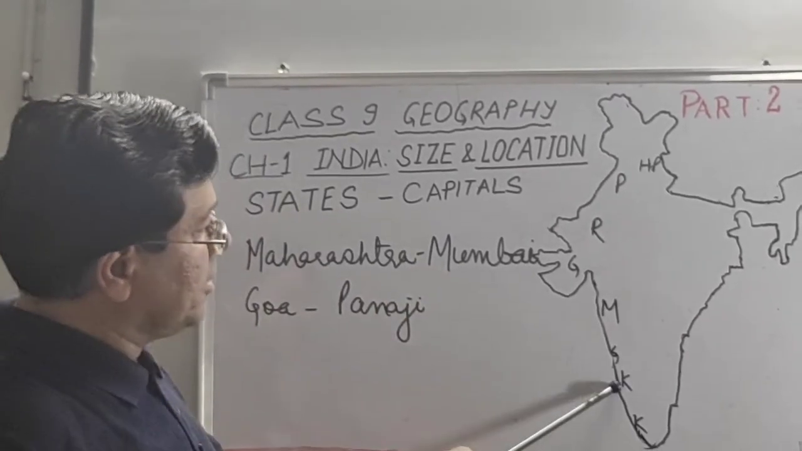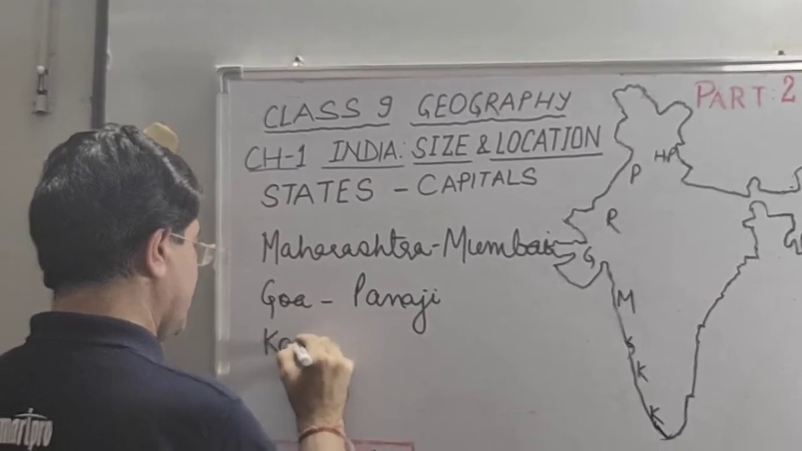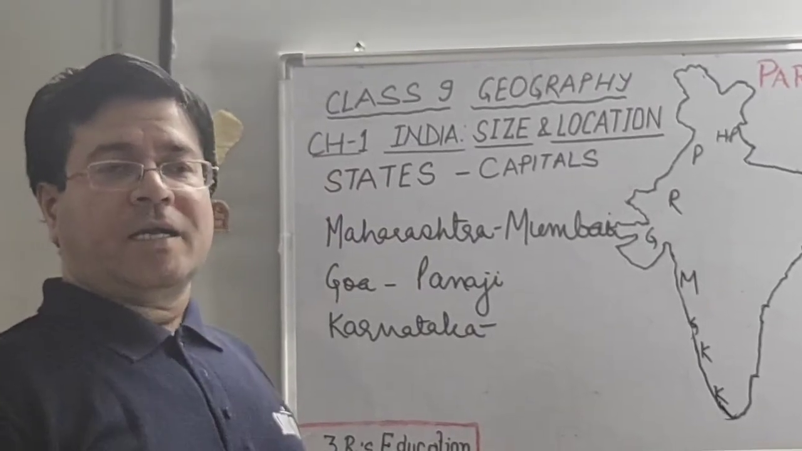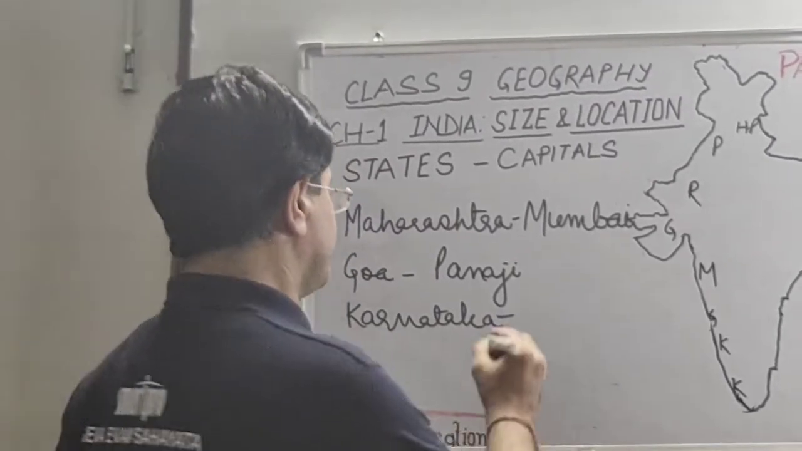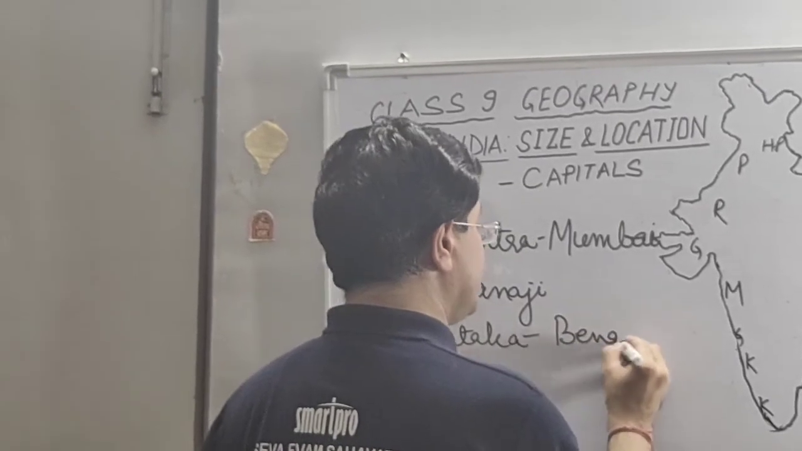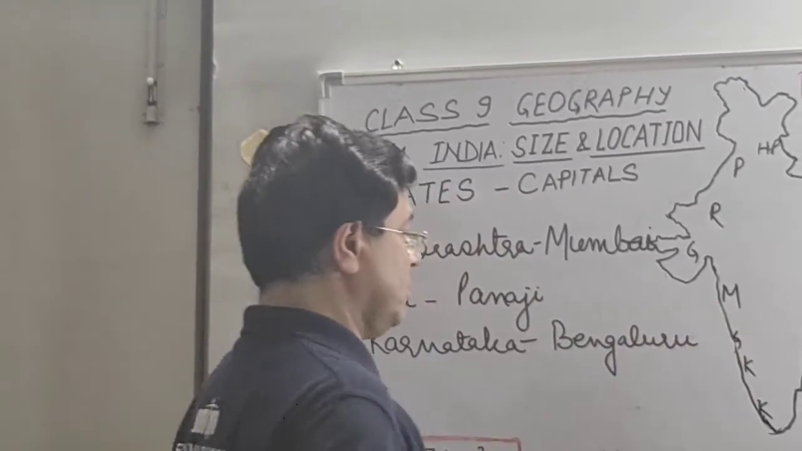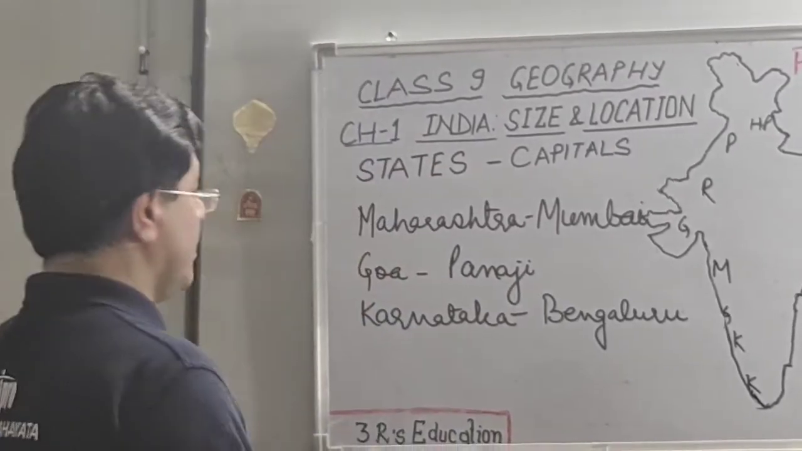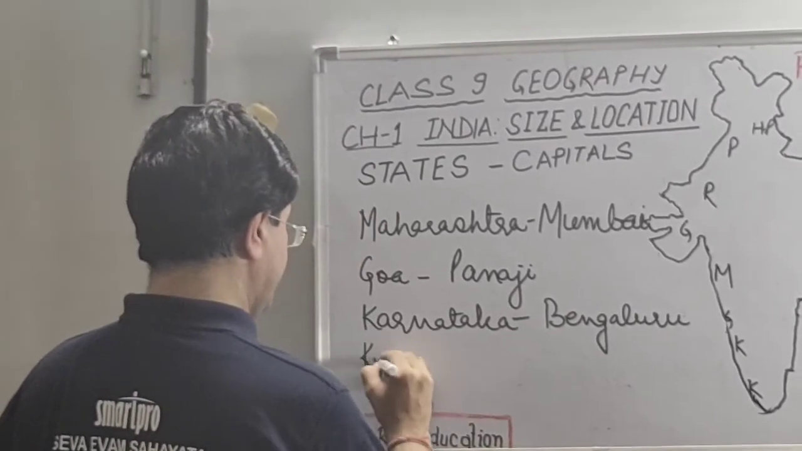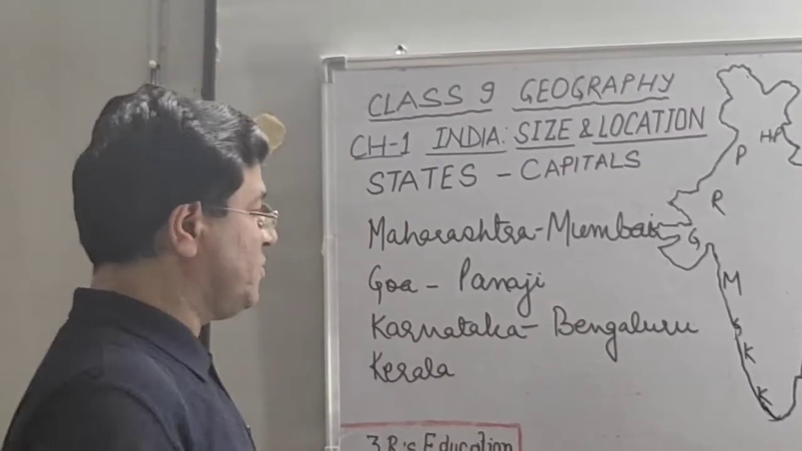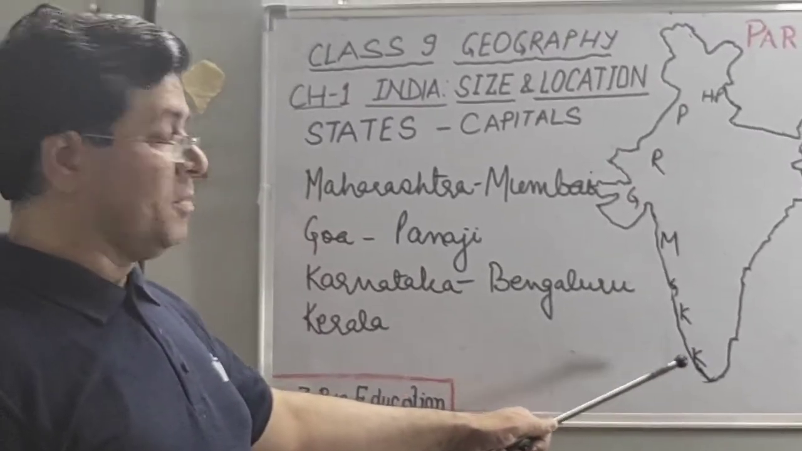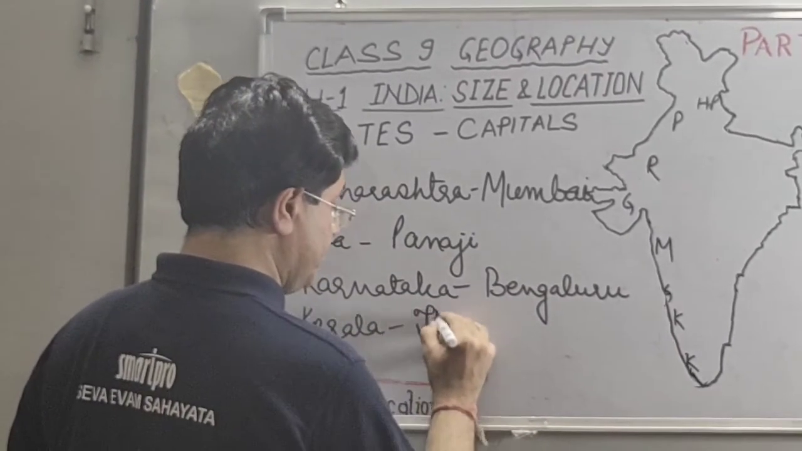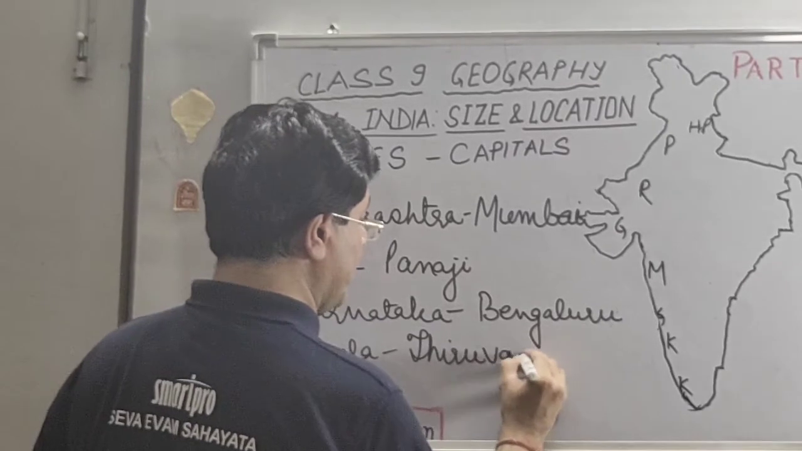And then we have Karnataka. Karnataka's capital is Bengaluru, which is the electronic capital of India. IT hub, it is the Silicon Valley of India. And then we have Kerala, which is famous for its beaches, which is famous for coconut, which is famous for rubber, and its capital is Thiruvananthapuram.